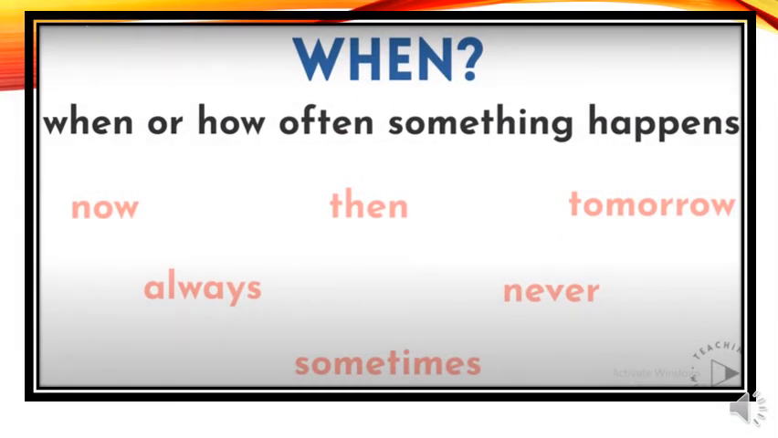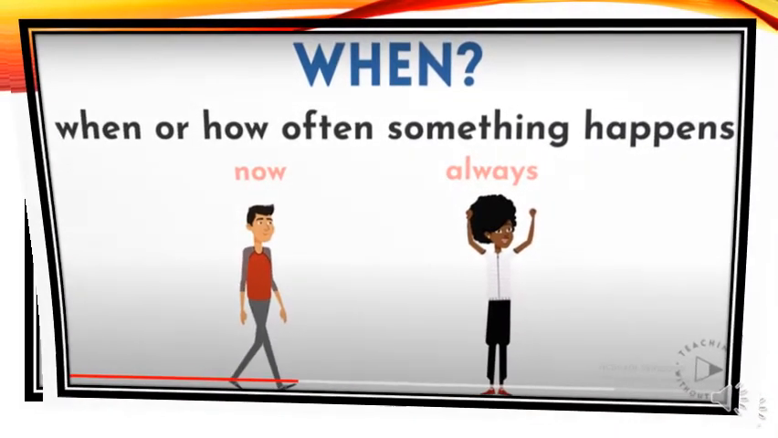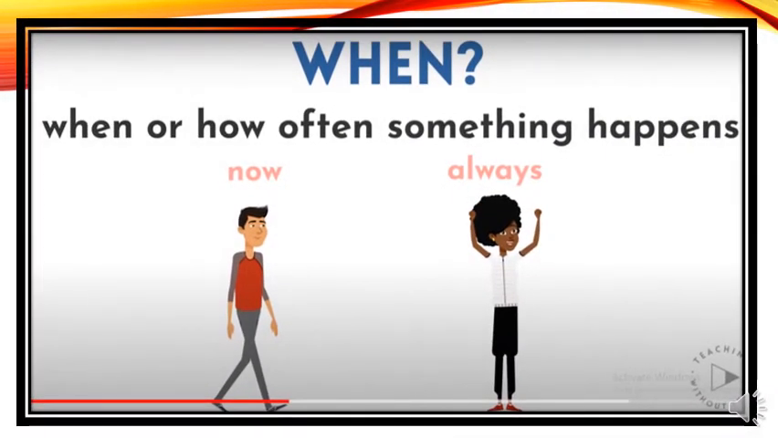Adverbs can also tell us when or how often something happens. It happens now, then, tomorrow. It always happens. It never happens. It happens sometimes. Let's have a look at some examples like walking now, always happy.